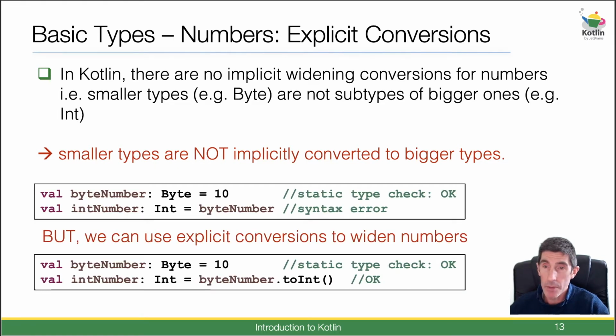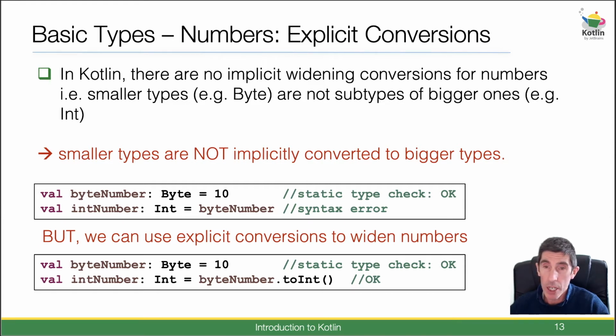A little example here, we have our val byte number explicitly specifying that it's a byte, giving it a value of 10, right? But if we then try and take that byte number and assign it to a val int number of type int, we'll actually get an error. That's a syntax error. You're not allowed to do that, okay? But we can use explicit conversions to widen numbers.